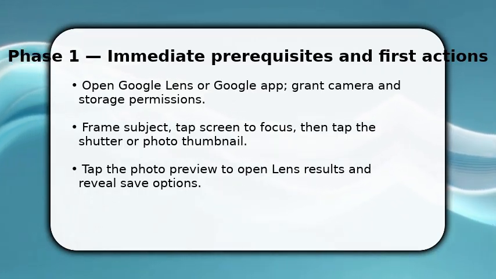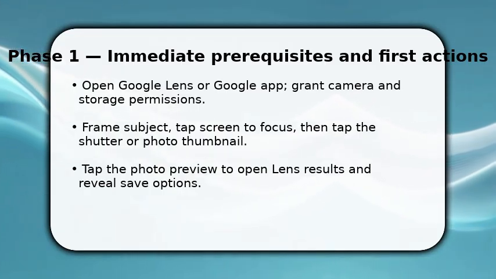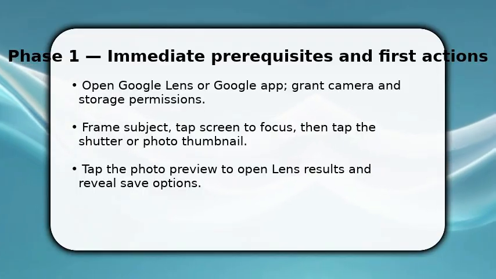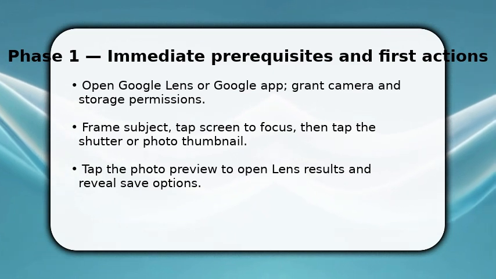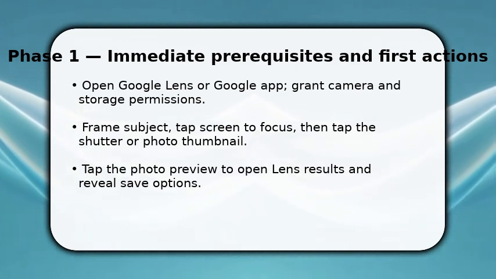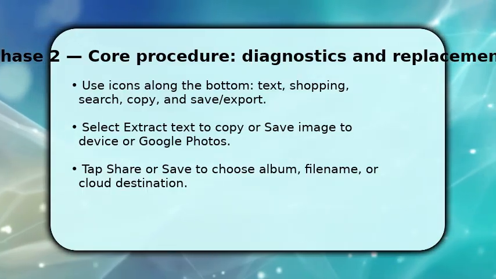Once done, tap the newly captured image to open Lens results. This is where you decide how to save. You do this now because saving from the results ensures Lens attachments, extracted text, or identified items are included with the stored image. Once the Lens results appear, inspect the icons along the bottom to choose how you'll save.